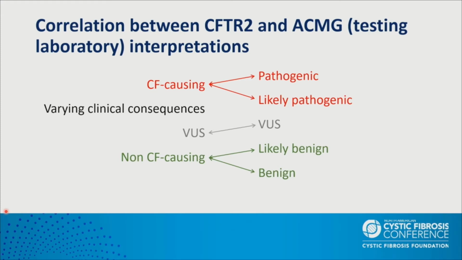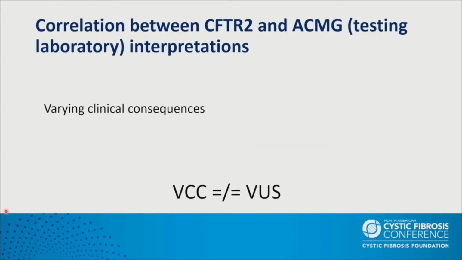But you'll notice there's one term up there that doesn't have a nice little arrow, and that's varying clinical consequences. We call these VCCs in CFTR2 speak. And I think it's really important to note that a VCC does not equal a VUS. Something that causes clinical variability and that we know about is not the same as a variant of uncertain significance. So I just want to make sure we don't equate those two terms.